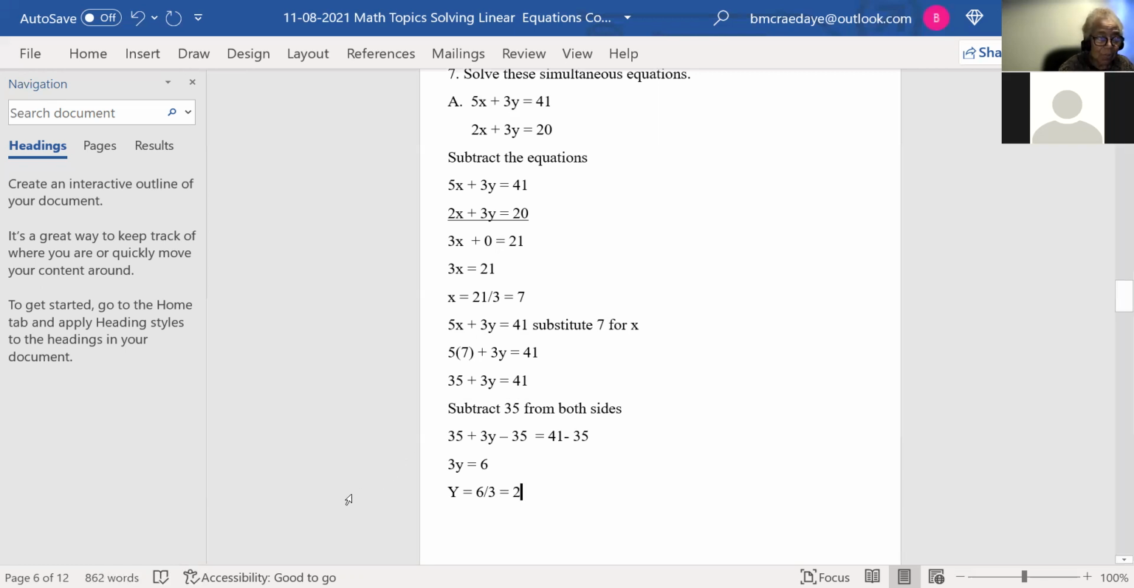So what were our answers? x equals 3 and y equals 2. Those are the answers. Because all the simultaneous equations we're working with are the ones with 2 variables, at the end you should have your answers for your 2 variables. All right. Let's go to the next one, Maureen.